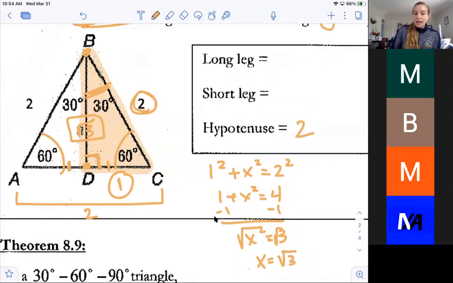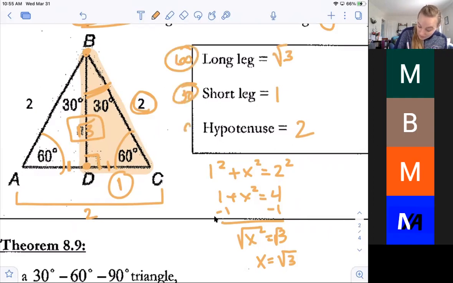Now I have short leg and long leg. Short leg is the side that's across from the shortest angle. So if the shortest angle is 30, the shortest leg is 1. The long leg is always the side across from the bigger angle, which is 60, and that's your root 3. If you need to, I would even write 60 next to long leg and 30 next to short leg, and even 90 next to hypotenuse, so you knew which angle went with which.